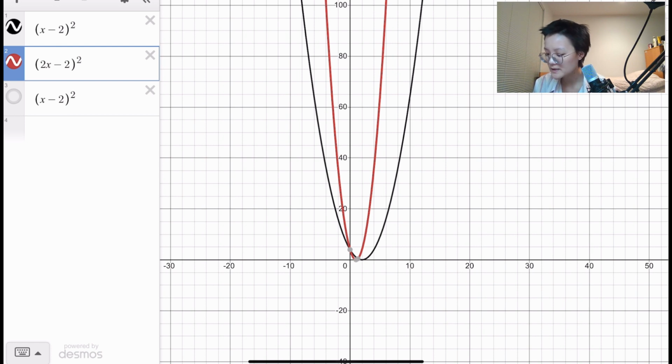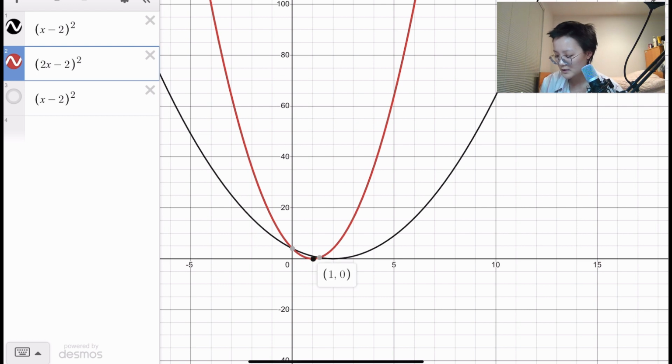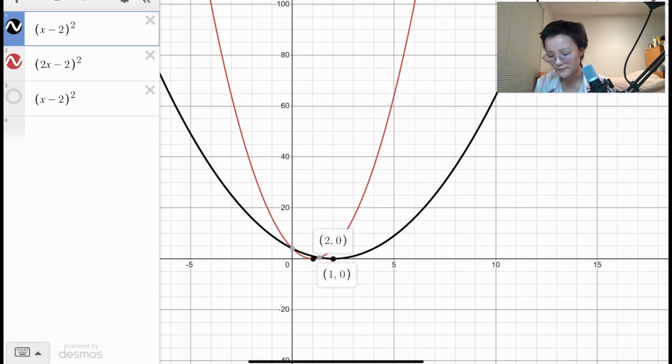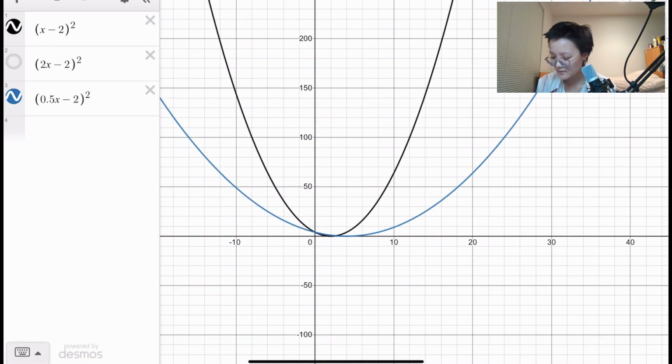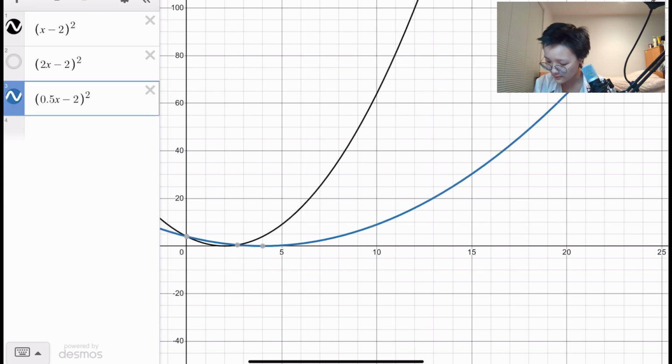You see, it becomes thinner, but at the same time, the position, the coordinates of its vertex, has changed from (2, 0) to (1, 0). So this is something you want to pay attention to when you try to graph the transformed function. It does change the position of the vertex. If we multiply x by 0.5, it becomes wider, and the vertex also changed from (2, 0) to (4, 0).